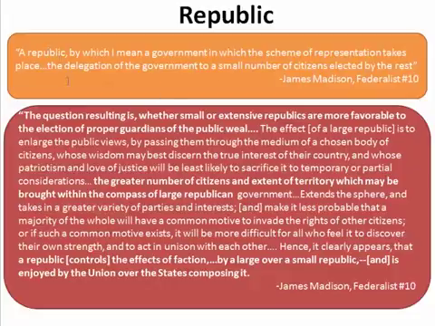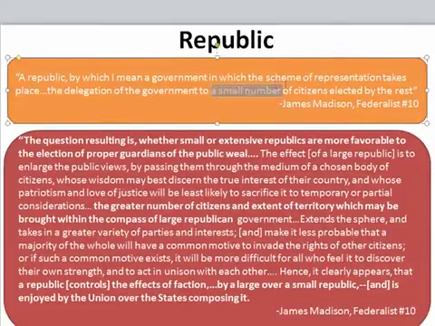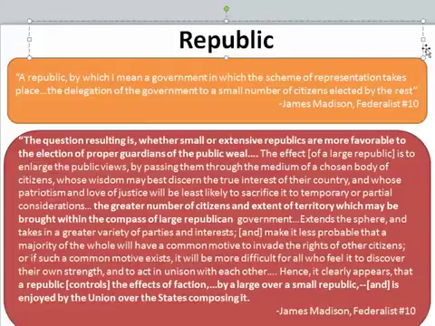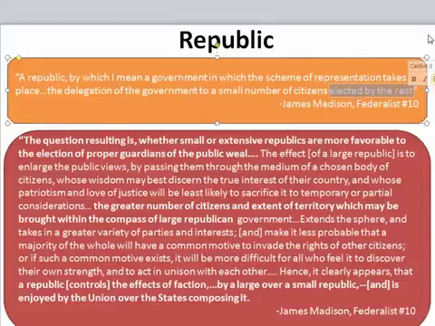He says, a republic, by which I mean a government in which the scheme of representation takes place, the delegation of the government to a small number of citizens elected by the rest. In other words, he said, we're going to have a government where there's no king, where there's representation for the people, and the people who represent us will be a small number of citizens, and then those representatives are going to be elected by the rest of us. So he defines here what a republic is in Federalist number 10.